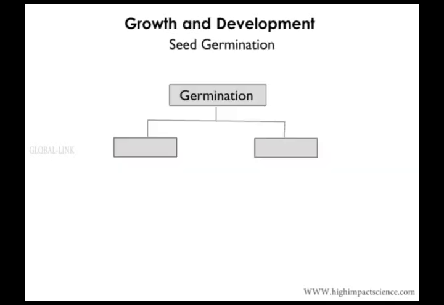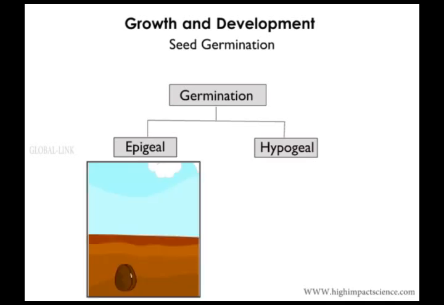There are two types of germination, epigeal and hypogeal. Epigeal germination occurs in dicots. During this germination, the hypocotyl, that is the part between the cotyledon and the radicle, curves and pushes upwards through the soil, carrying with it the two cotyledons, which turn green and leafy once exposed to sunlight.